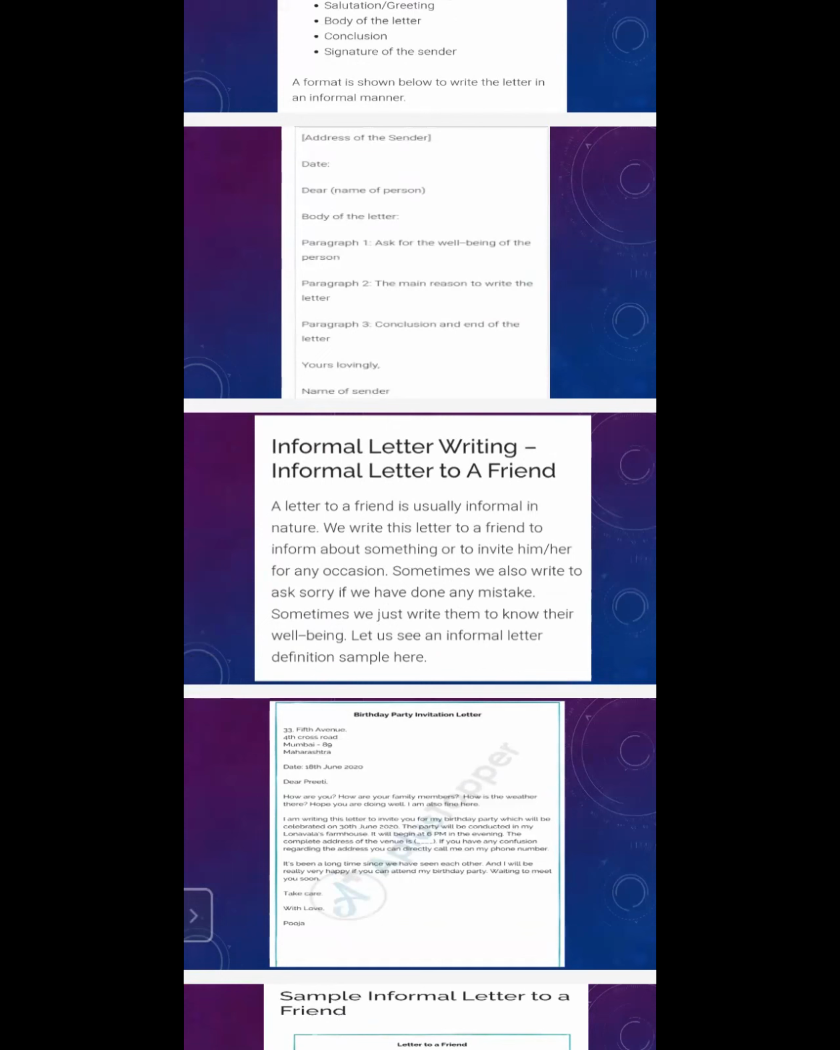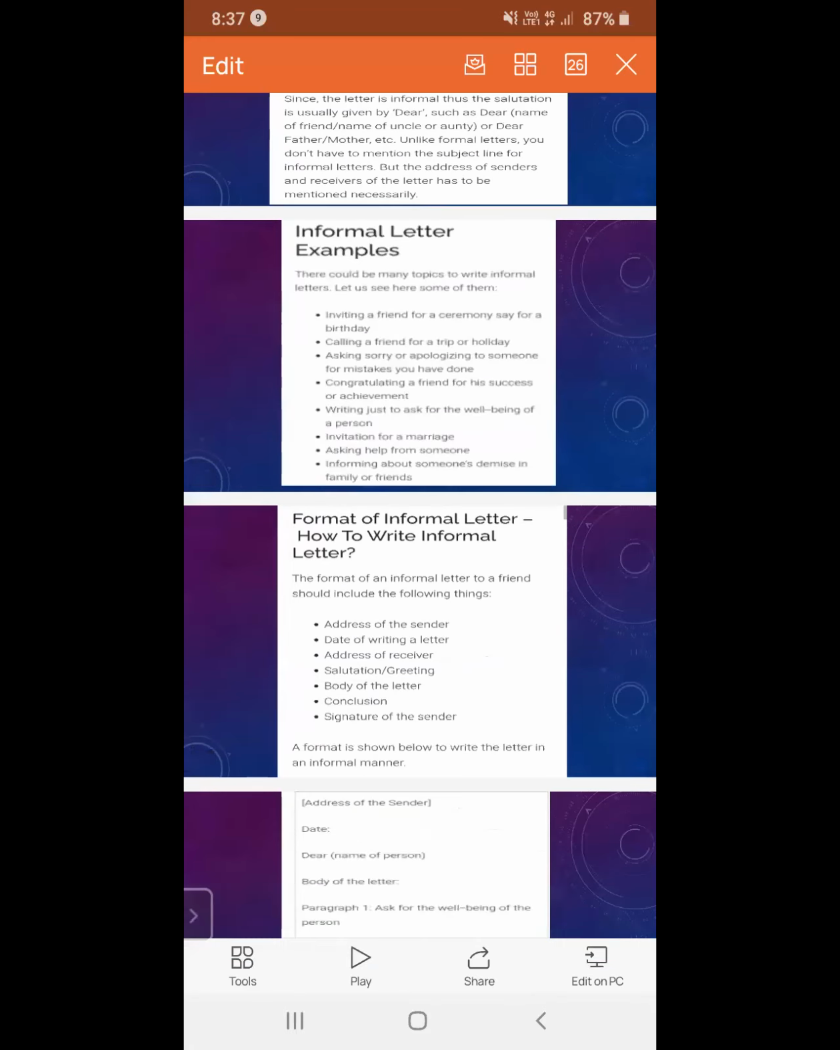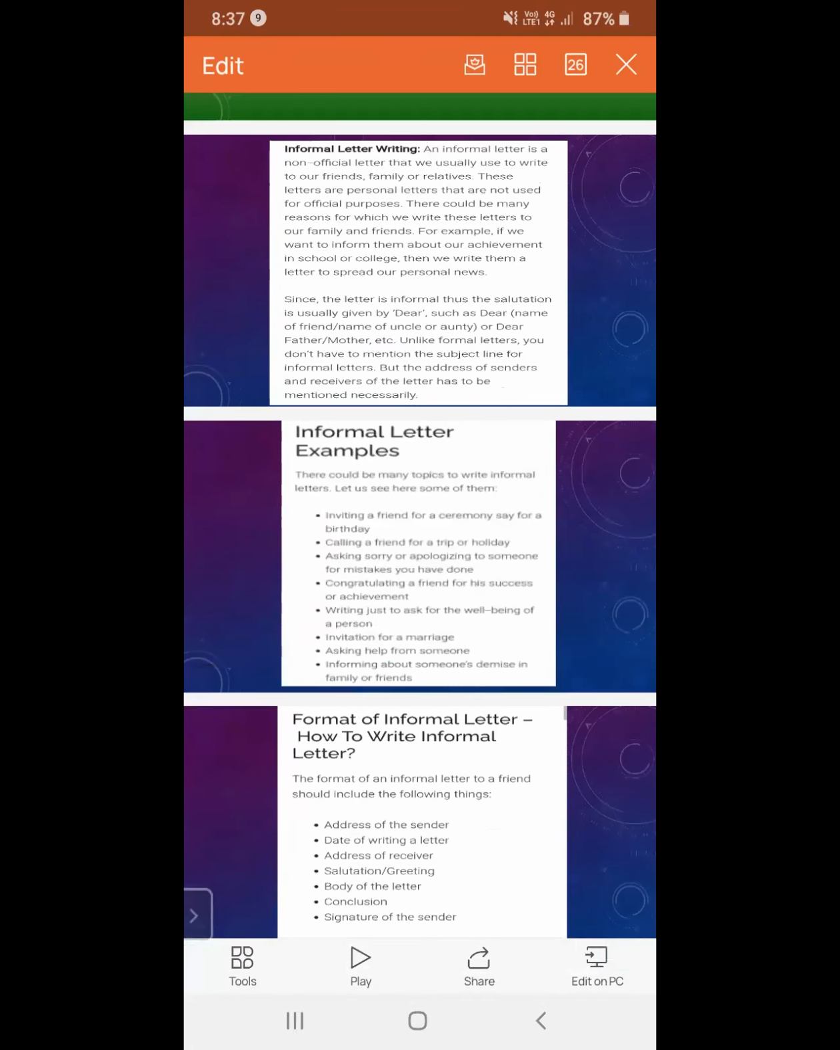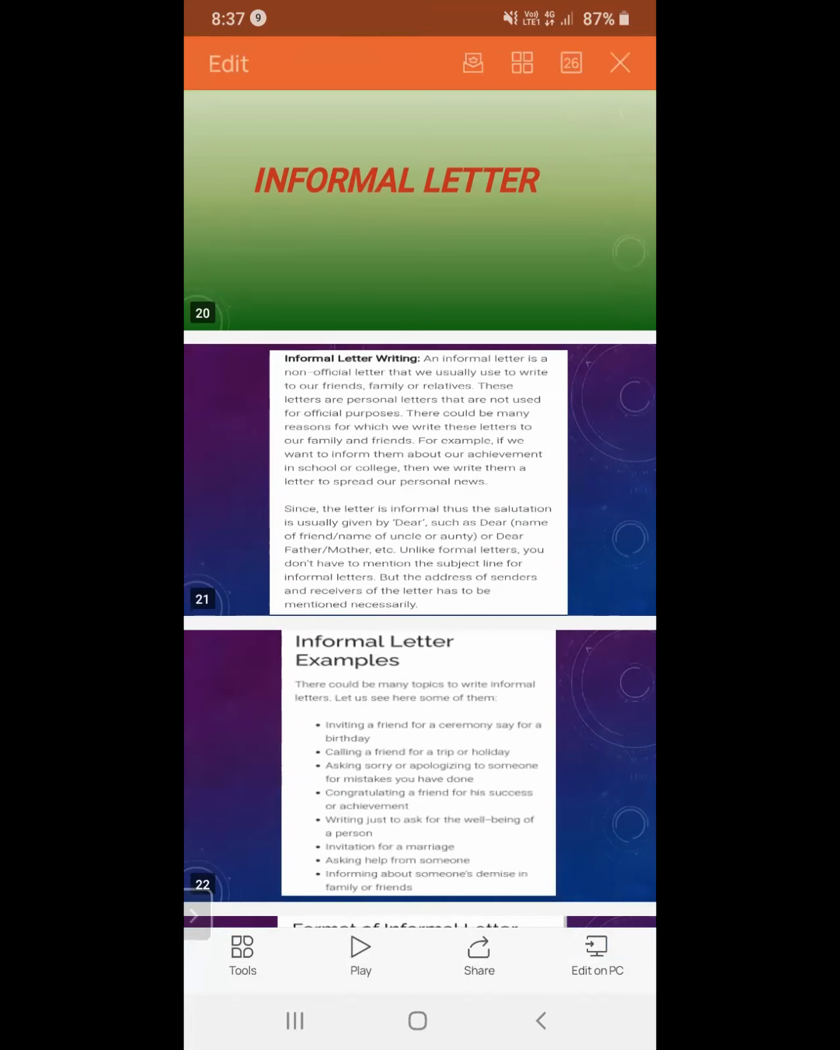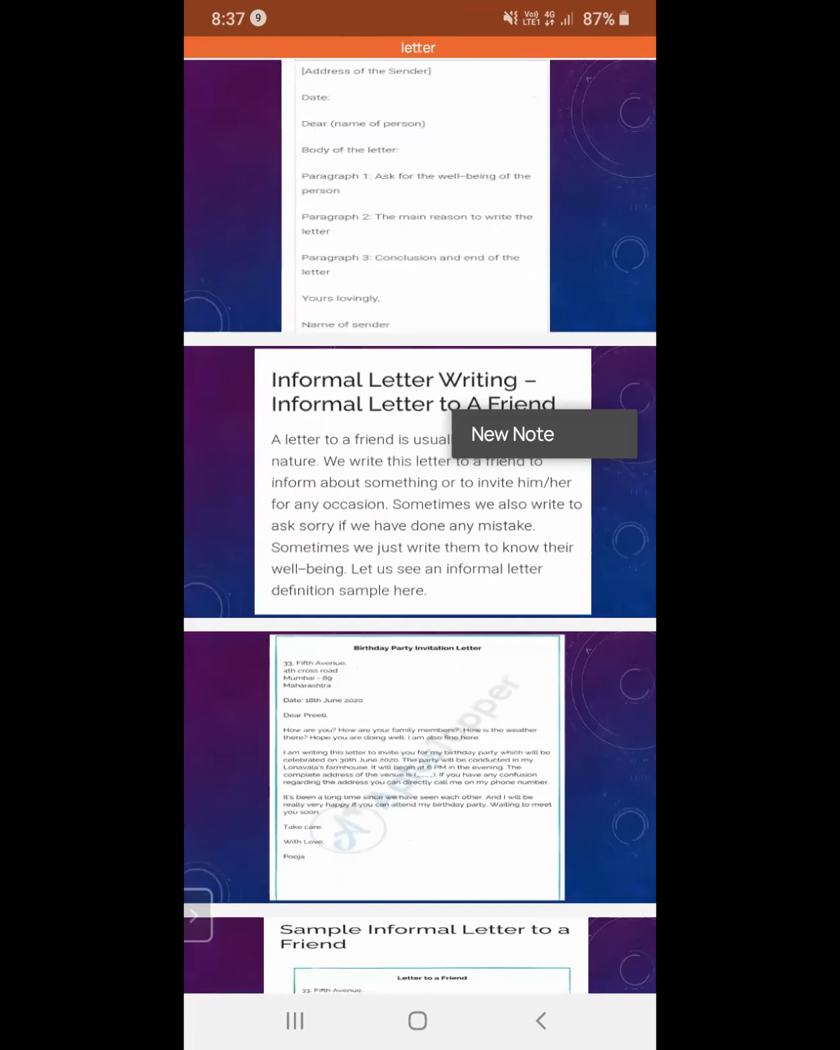In the informal letter, how do we close? By using yours lovingly. And in the formal letter, if you are writing to the principal or teacher, write yours obediently. If you are writing to any officer, then write yours sincerely, yours truly, or yours faithfully. If you don't write it, you will lose marks. So point-wise, you have to see that all the points are covered, for both the formal letter and informal letter.